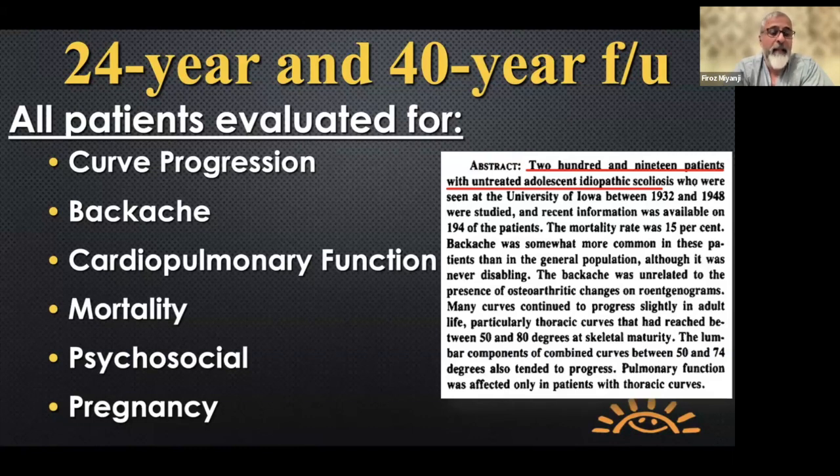Metrics like curve progression, back pain, any issues on cardiopulmonary function, their mortality, because there were studies at the time that were saying that with idiopathic scoliosis you might have a higher mortality rate, and we'll talk about that as well. The psychosocial implication or their psychosocial function, as well as pregnancy. So metrics that I think would be very important that patients do raise, even now, in terms of what scoliosis may, in fact, impact, and what part of their life it's going to have an impact on going down the line. So they shed a good amount of data around this at the 24 and 40-year follow-up. So again, a significant period of time for this.